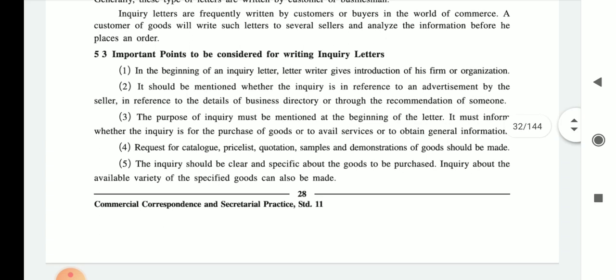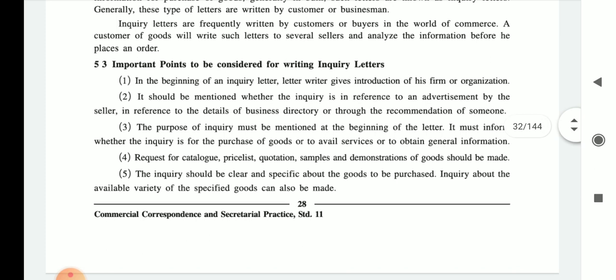A customer of the goods will write such letters to several sellers and analyze the information before he places an order. See, the customer, or you can say some inquirer, writes so many letters to so many businessmen for the same product, and after getting the proper reply, he or she will analyze how and where to give an order for the business.